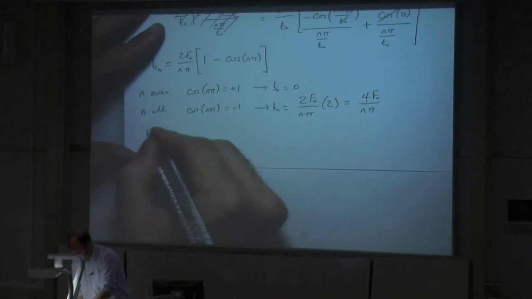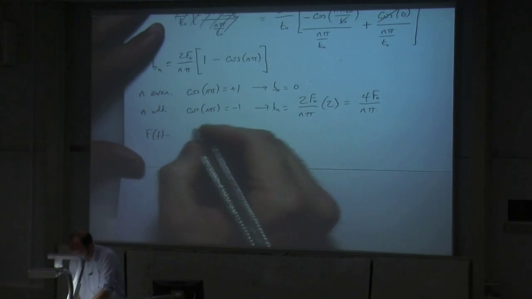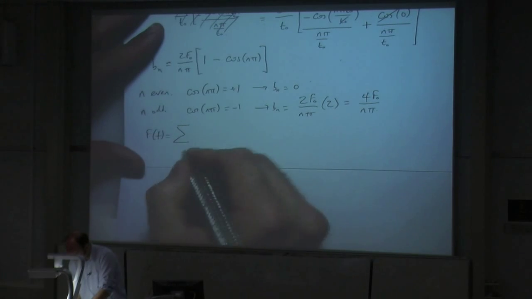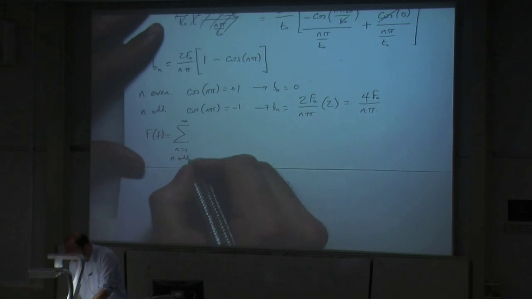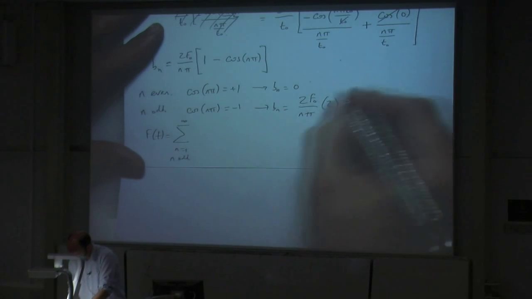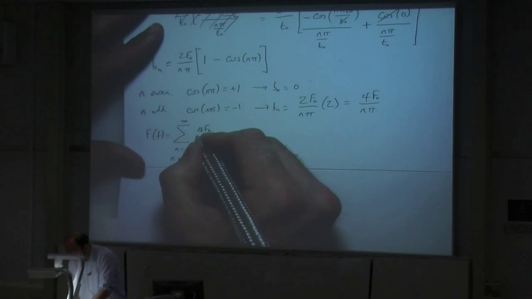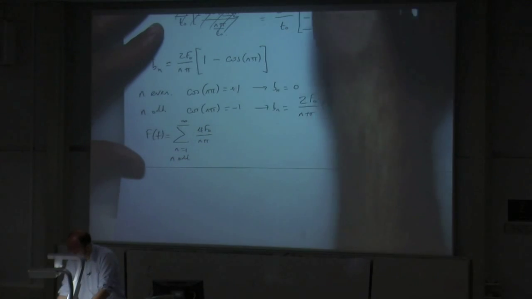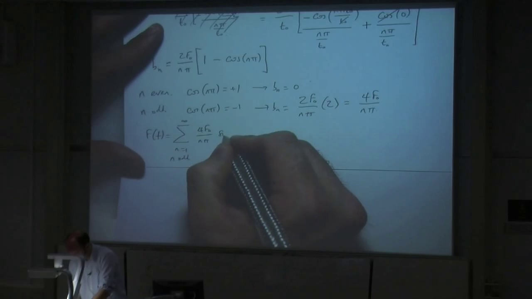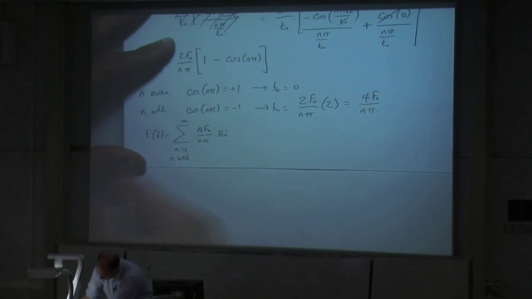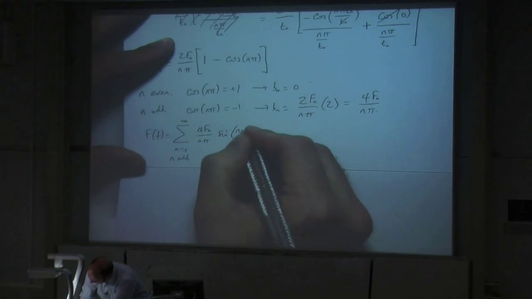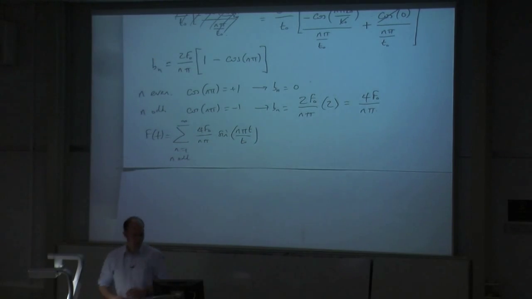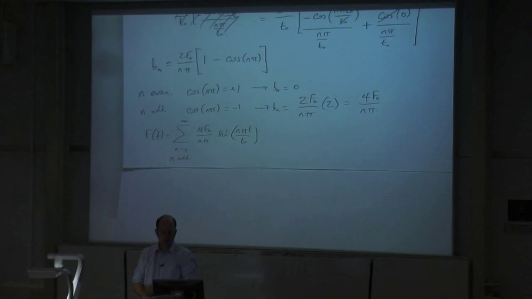F of t is going to be the sum from n equals 1 to infinity, when n is odd only, of this term: 4 f naught upon n pi times the sine of n pi t upon t naught. Now we can simplify these things out.